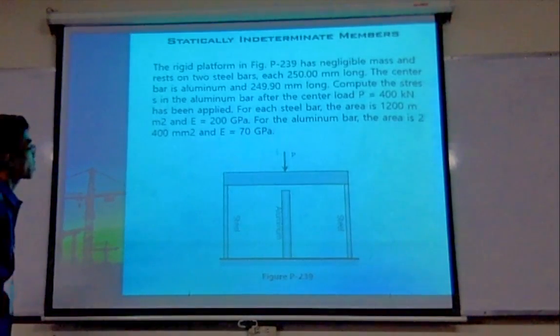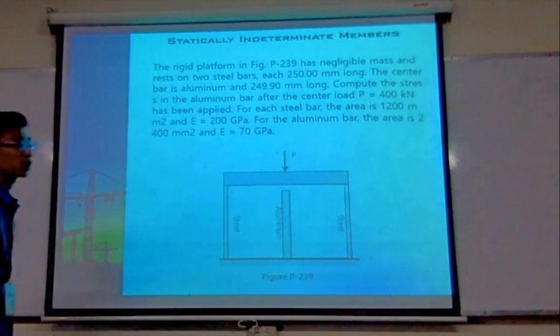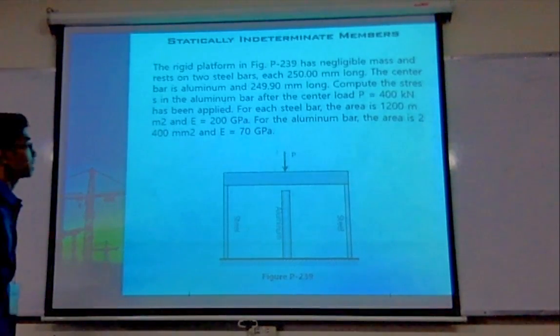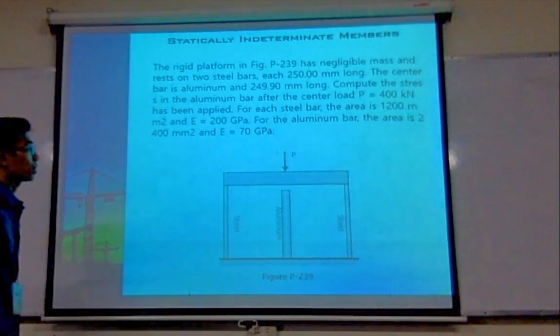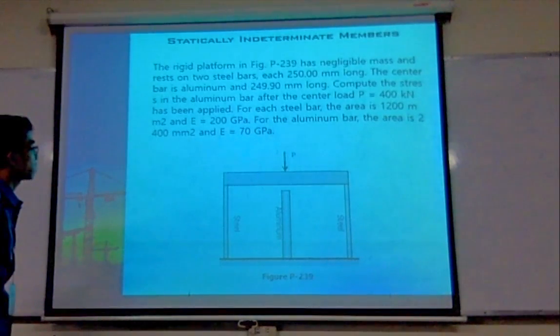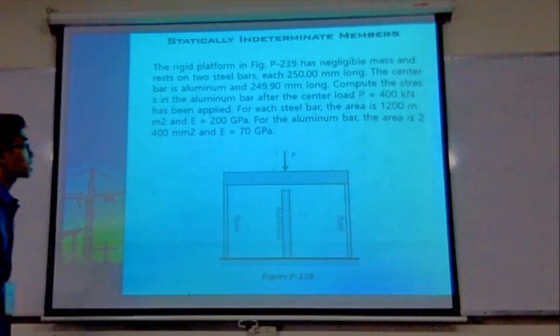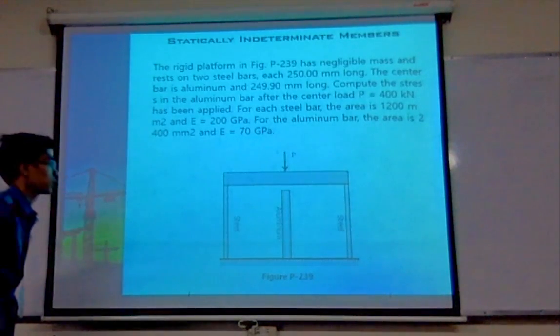Compute the stress in the aluminum bar after the center load P equal to 400 kilonewton has been applied. For each steel bar, the area is 1,200 square millimeters and the elasticity is 200 megapascal. For the aluminum bar, the area is 2,400 square millimeters and the elasticity is 70 megapascal.